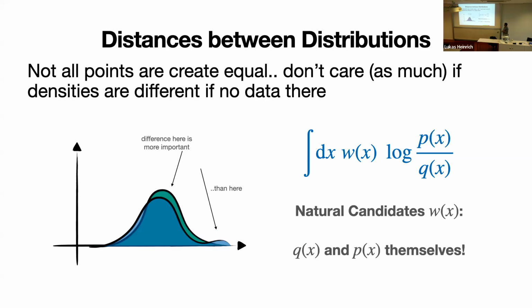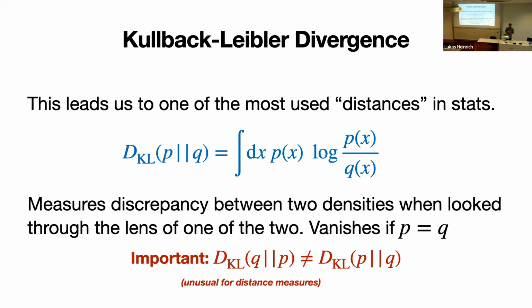And so you can basically imagine that you want some kind of weighting function which treats some x values with higher importance than other x values. Then you weight the differences in densities according to this weighting function, you integrate over the entire space, and this is going to be your global distance measure. There are very natural candidates for the weighting function, so you can either take Q or P, and this leads to a construction called the Kullback-Leibler divergence.